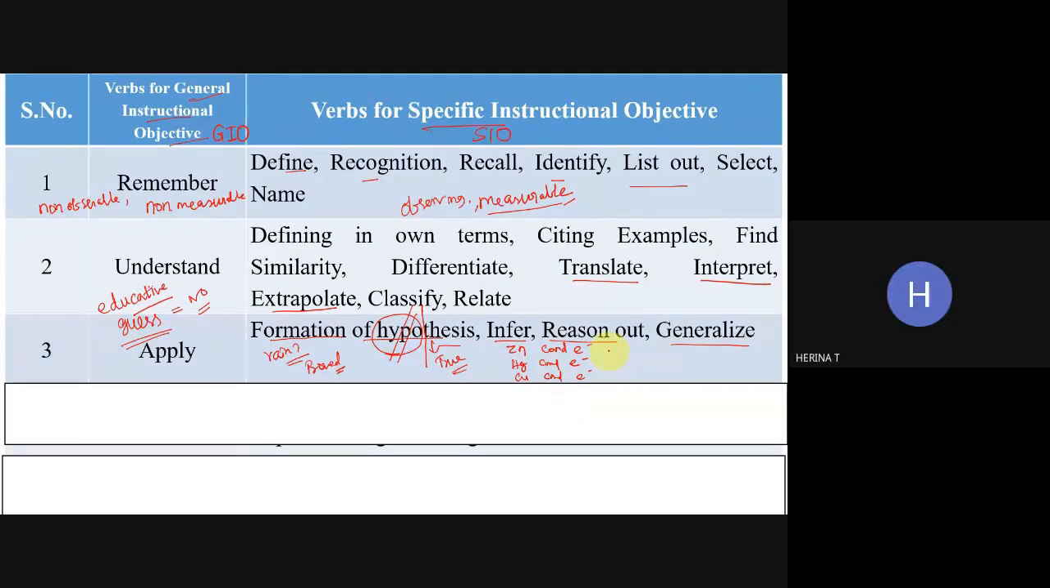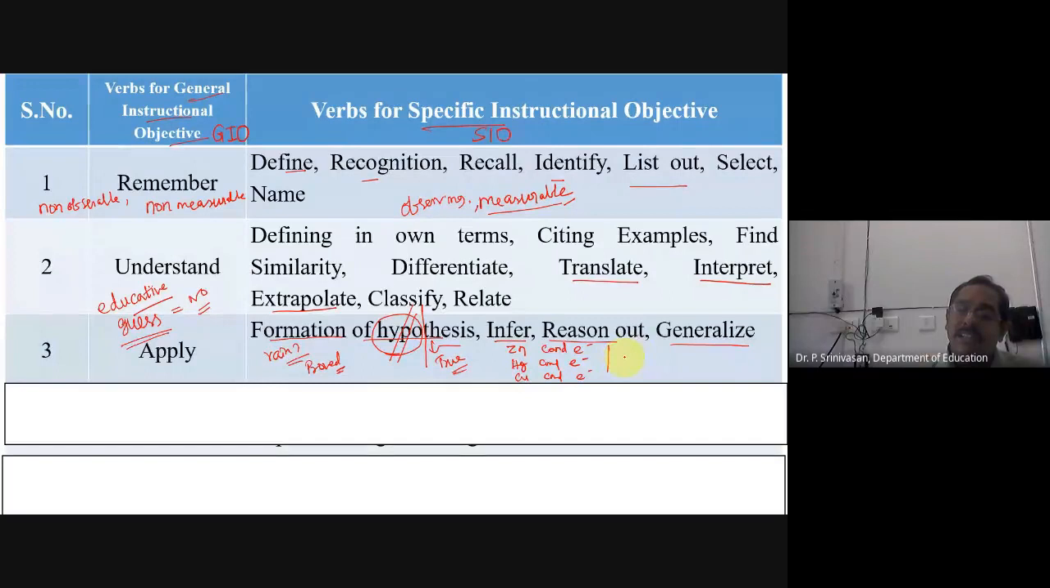Wonderful answer. That's what you didn't get, the link. If I say one example, you are getting the link. Zinc conducts electricity. Mercury conducts electricity. Copper conducts electricity. Zinc, mercury, copper, all are metals. Hence, metals conduct electricity. That is the link. This is what generalization is.